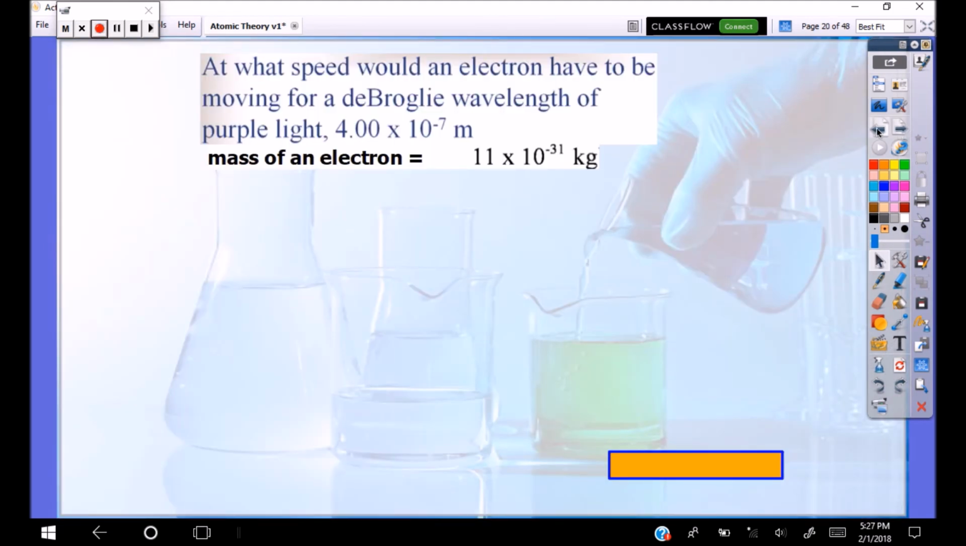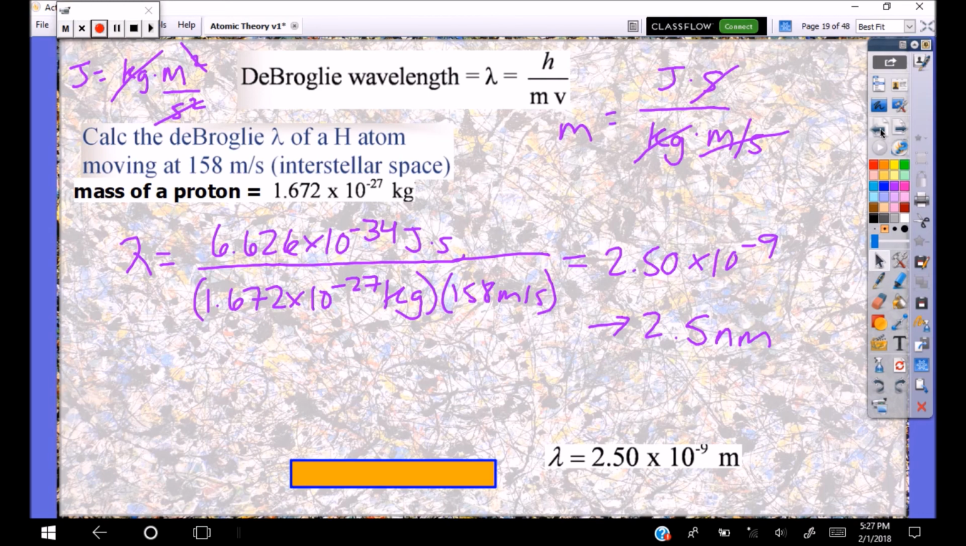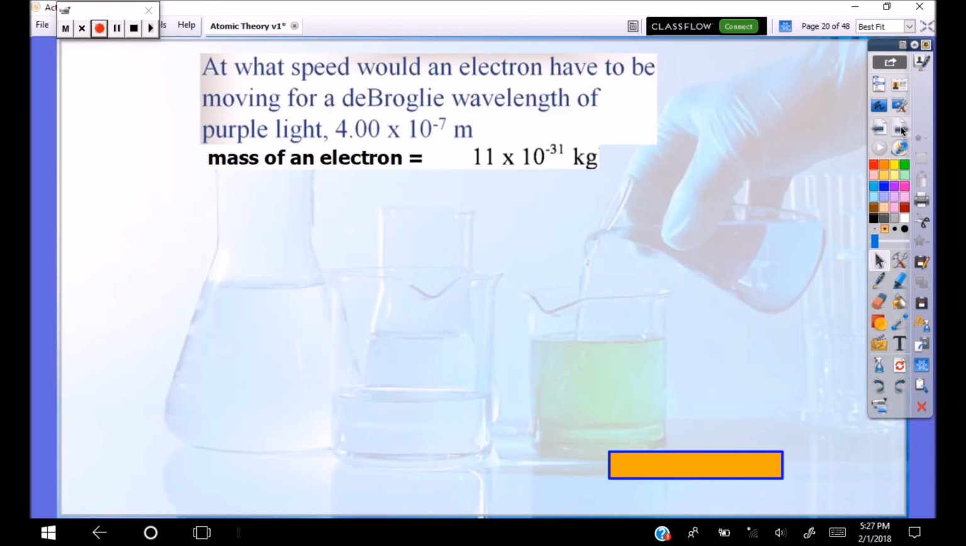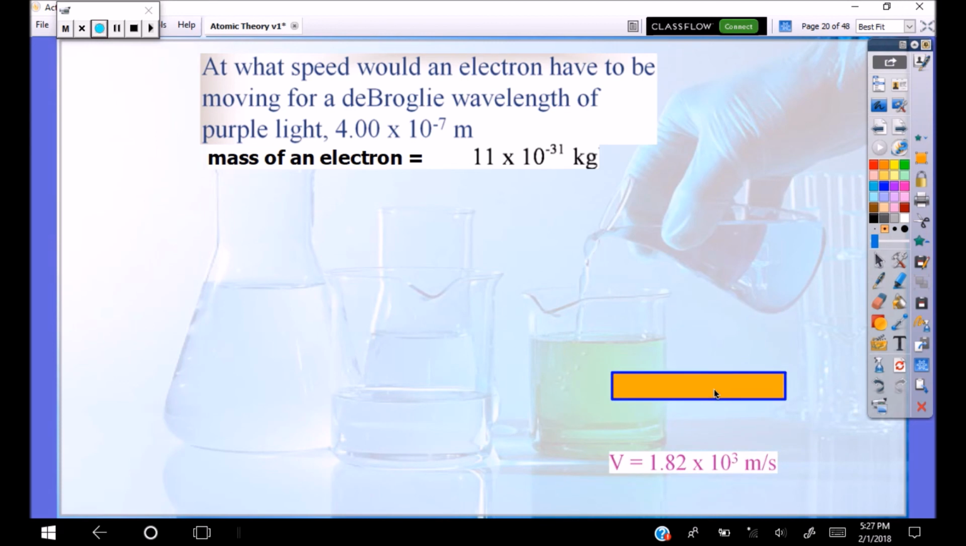You take a stab at one. The answer is 2.5 times 10 to the negative 9th meters, sorry. If you want to put it in nanometers, it'd be 2.5 nanometers. All right. Go ahead and try this one on your own. Okay. Hopefully you plugged everything in and got 1.82 times 10 to the 3rd meters per second.